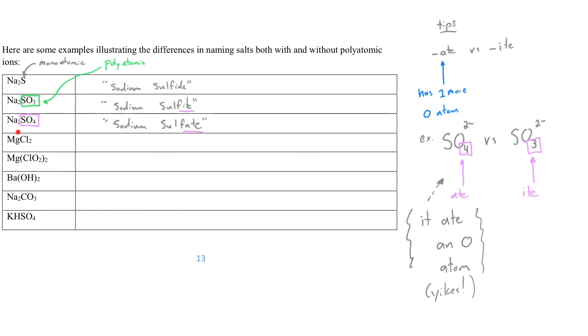Let's try another example here. We have magnesium and chlorine. Notice here, chlorine is just a monoatomic ion, so the name for this would just be magnesium chloride.